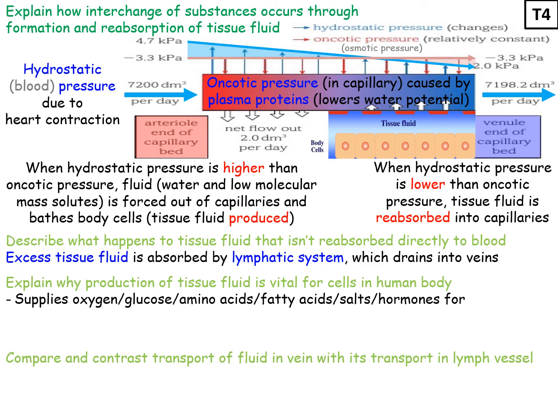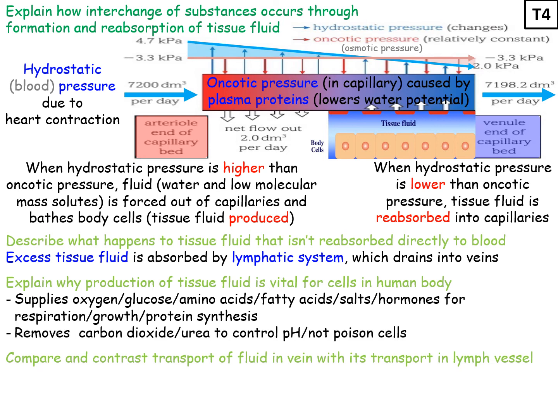Explain why production of tissue fluid is vital for cells in the human body. That's because the tissue fluid that comes from the capillaries supplies the body cells that it bathes and surrounds with oxygen and glucose for respiration, or amino acids to synthesize proteins, fatty acids, salts and hormones. All of these help the cells to grow. The tissue fluid, as I stated earlier, also helps to remove carbon dioxide and urea, and prevents the cells from being poisoned.